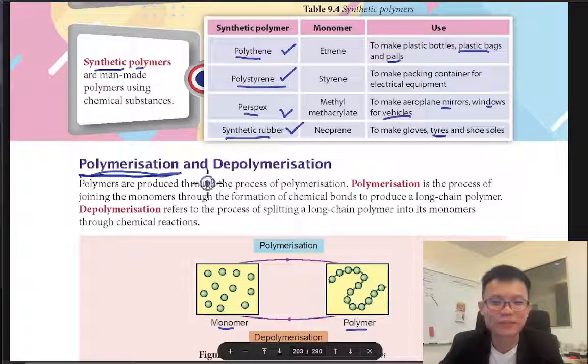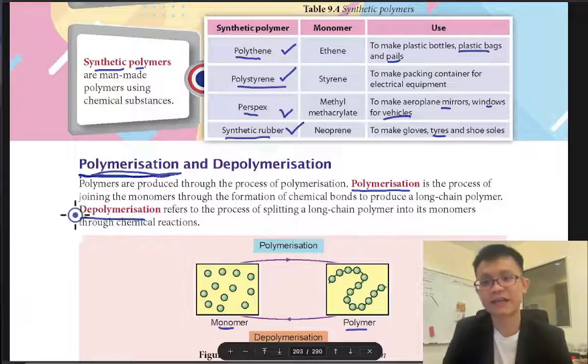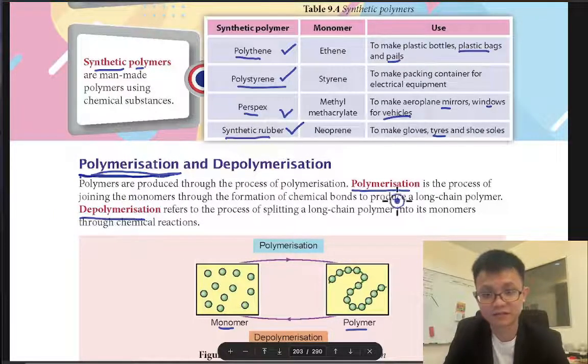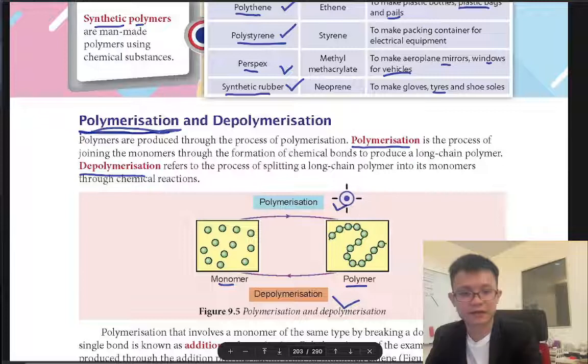Okay, polymerization produces the product. Polymerization is the process of joining the monomers through the formation. So of course this is a process. Let's say the question asks what is the process. The process to make polymer is called polymerization. And the process to not make the polymer, to remove the long chain, is depolymerization. So this is the word that you need to know. Remember the concept. Polymerization is to make monomer.